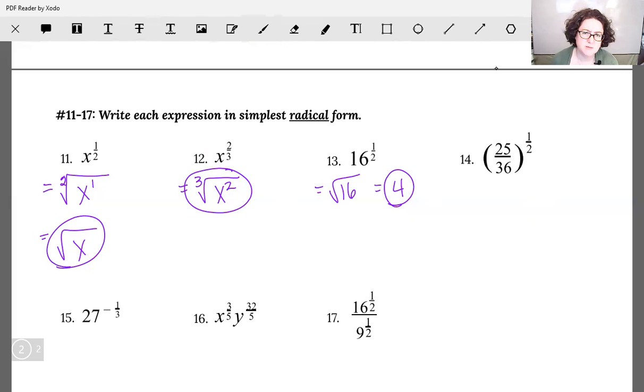So what do you think's going on with number 14? Let's see. I have a fraction. I'm going to deal with that in a little bit. And I'm noticing 25 over 36. Anything special about those numbers?